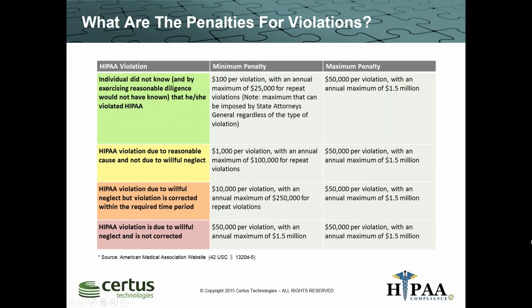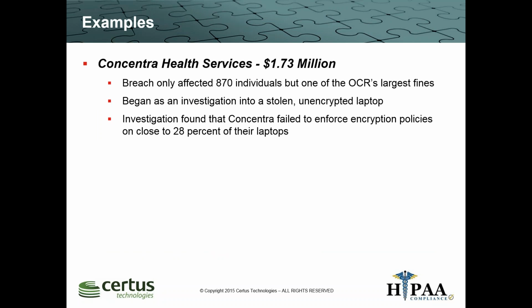I'm not going to read this. By the way, as Dawn mentioned, you'll be getting these slides, so you can read this at your leisure. But understand that if you suffer a breach, you're probably going to wind up paying between $10,000 and upwards of $1.5 million, depending on the situation, the number of records breached, whether you properly reported it, and whether you fall under the banner of willful neglect. So let's look at some examples.